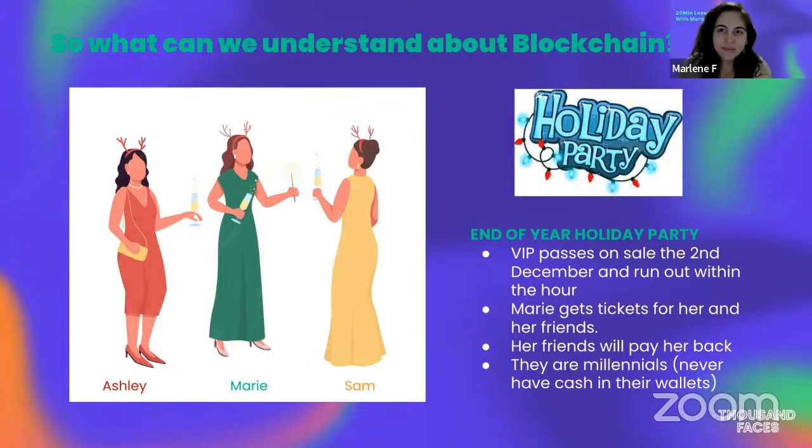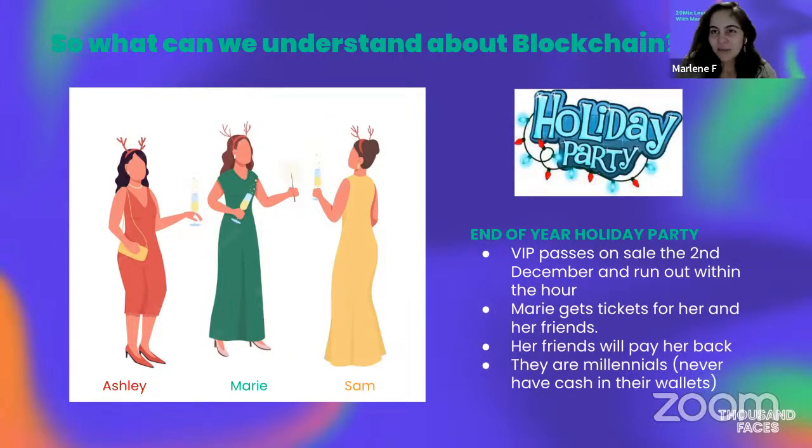However, Sam, the girl in the yellow dress, knows that the passes sell out like this. So she will not take the risk of not having her friends come with her to the party. So what she will do, she will buy her own pass, and she will buy passes for her 2 friends, Ashley and Mary. So Sam pays for the 3 tickets, and that's normal. Her friends and her can come to the holiday party with VIP access.